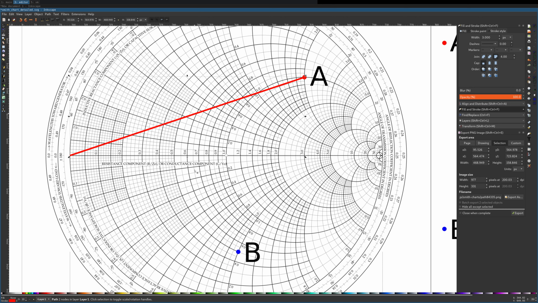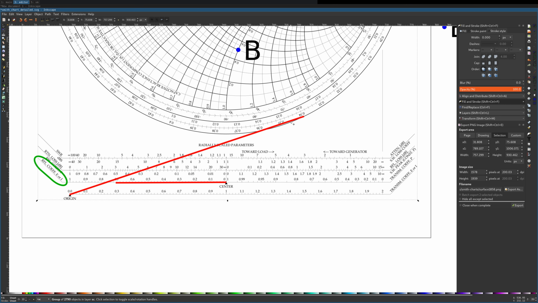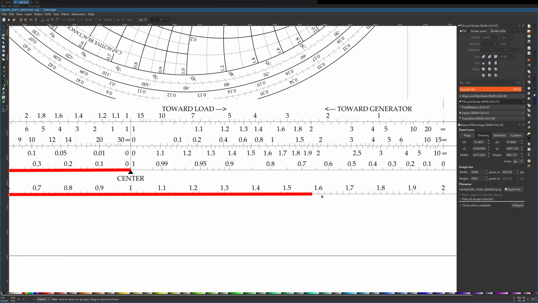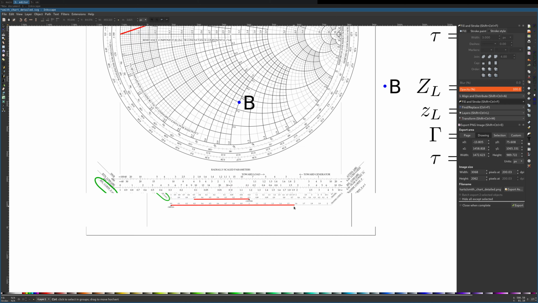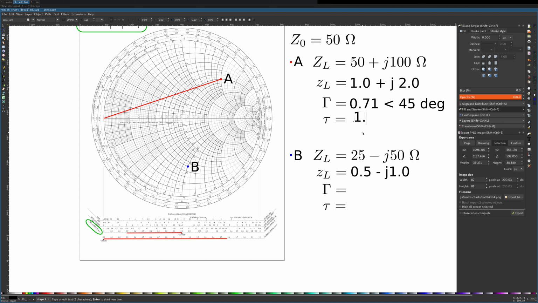I'll copy this line, and when you use a paper Smith chart, you would measure the length of that line and then compare it with the appropriate line at the bottom. Drag it down, and there it is. The magnitude of our transmission coefficient is roughly 1.58. Let's write that down. 1.58.